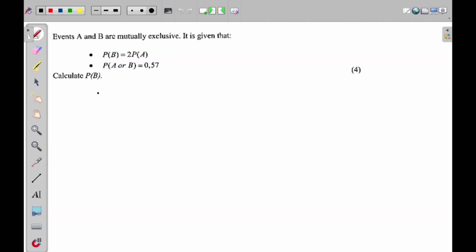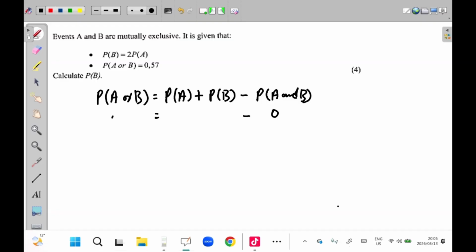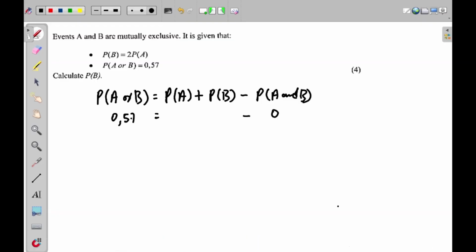So we know, again, using our fundamental rule, the probability of A or B is equal to the probability of A plus the probability of B minus the probability of A and B. But we already know that these two events are mutually exclusive. So what does that mean? It means the probability of A and B is 0. So we can just substitute 0 there. The probability of A or B is given as 0.57.